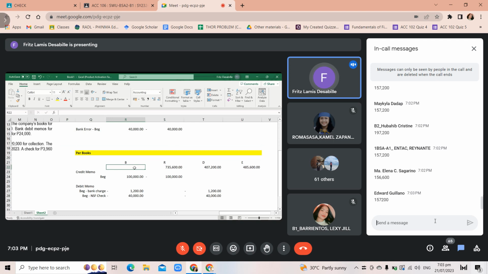So basically same lang yapon, di ba? So ending balance or beginning balance is basically just what? Kung ano nimo, it's just the ending balance plus the disbursements minus the receipts. 157,200.